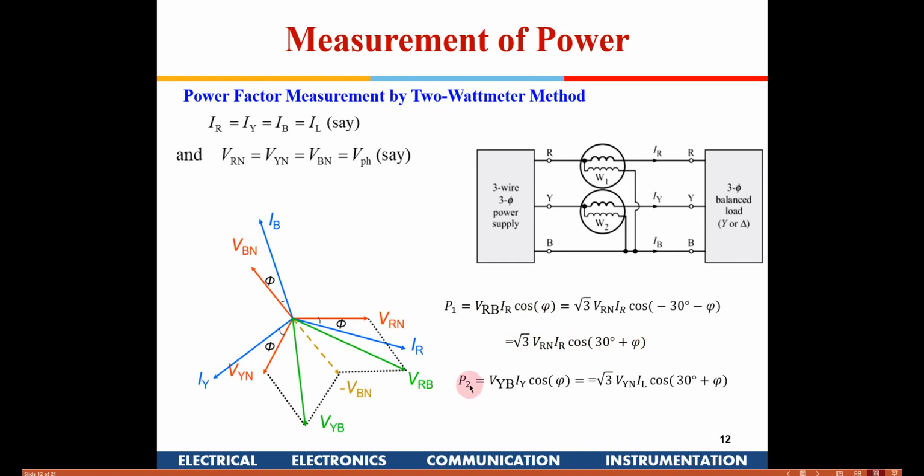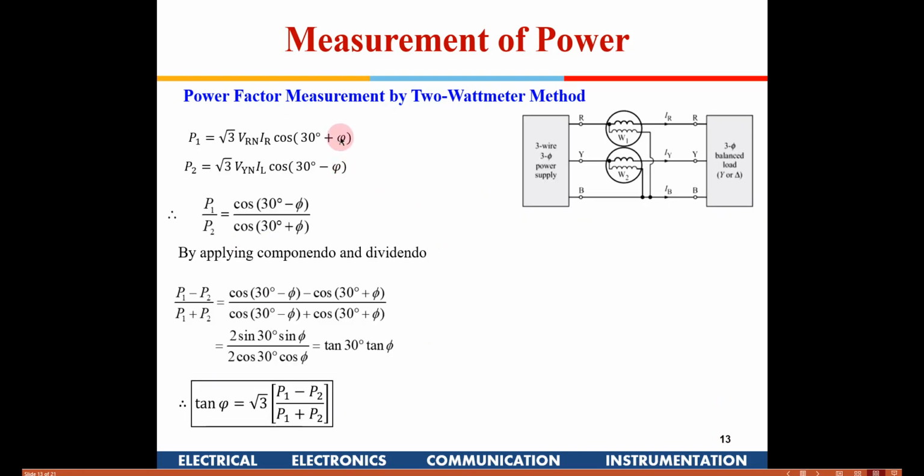Similarly, if you do this for P2, I can write again in terms of the line voltage, root 3 VN VL cos 30 plus 5. Sorry, this will be minus 5 out here. If you do the computation, you will see it is coming out to be minus 5 in this case. So you have these two equations. P1 will be cos 30 plus 5 and cos 30 minus 5.